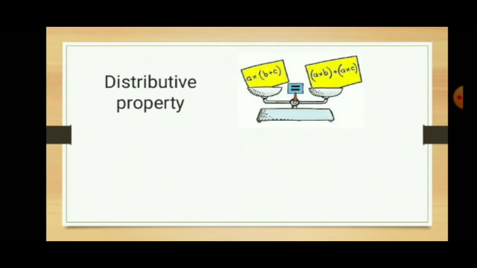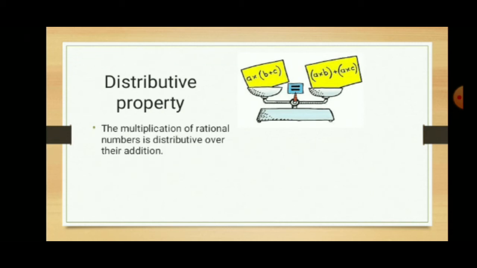Now the next property which we are going to discuss is the distributive property. What is this distributive property? The word itself means distribute. Now what are we going to distribute here? Let's see. The multiplication of rational numbers is distributive over their addition. Take one example here. The example is when a is multiplied with b plus c.